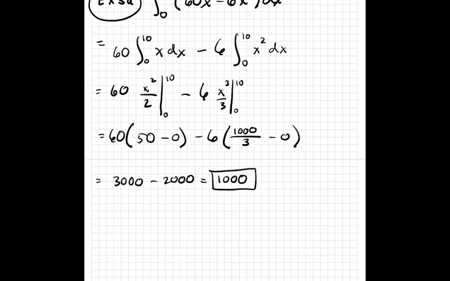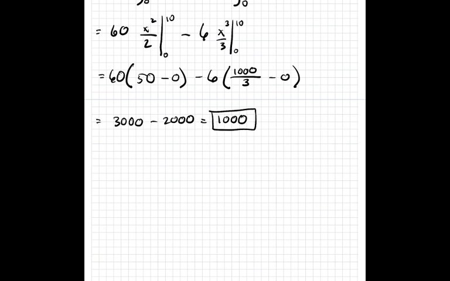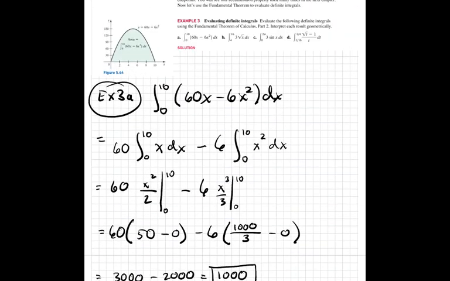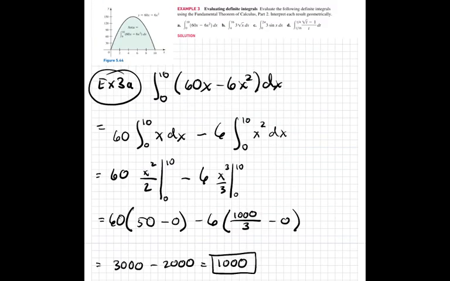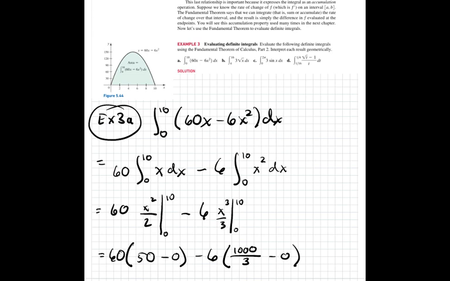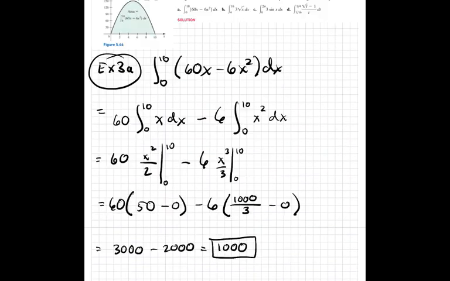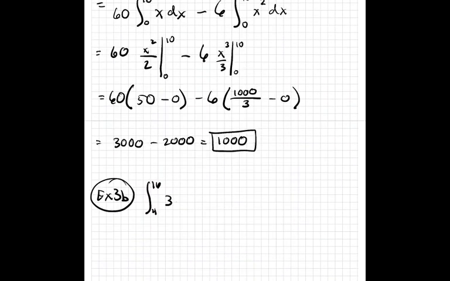Example 3b. All right. This one is the integral from 4 to 16 of 3 times the square root of x dx. And there are other shortcuts. That's just the main one that we use.